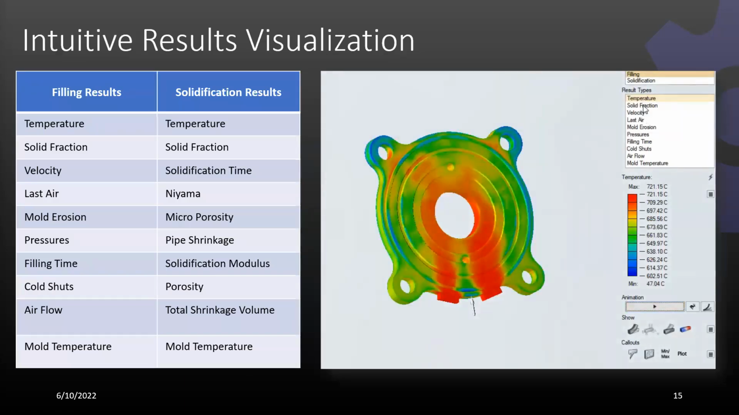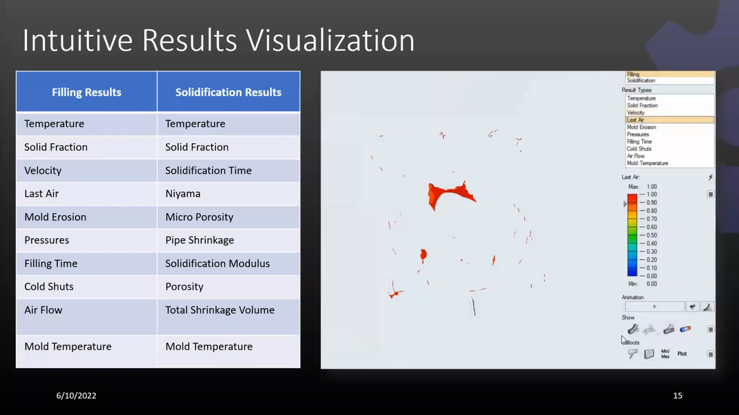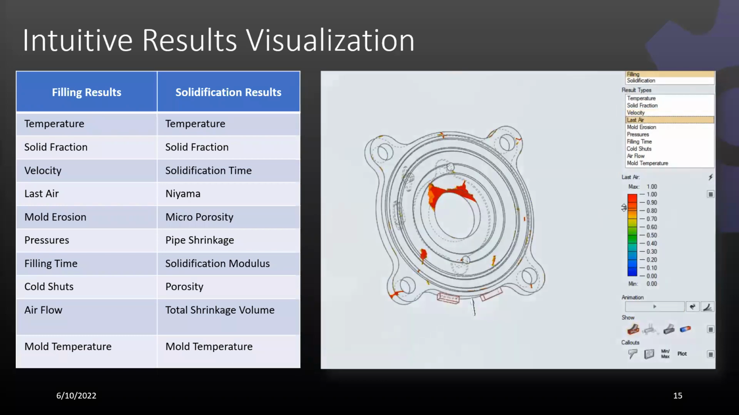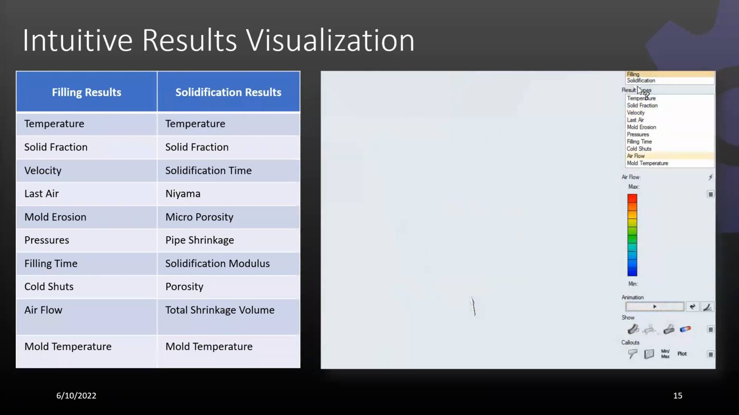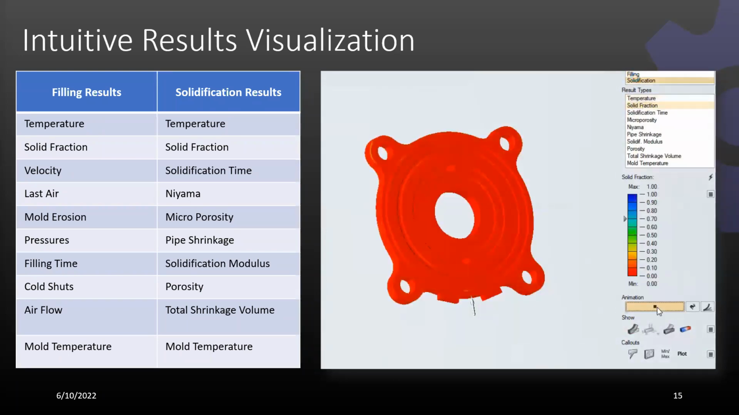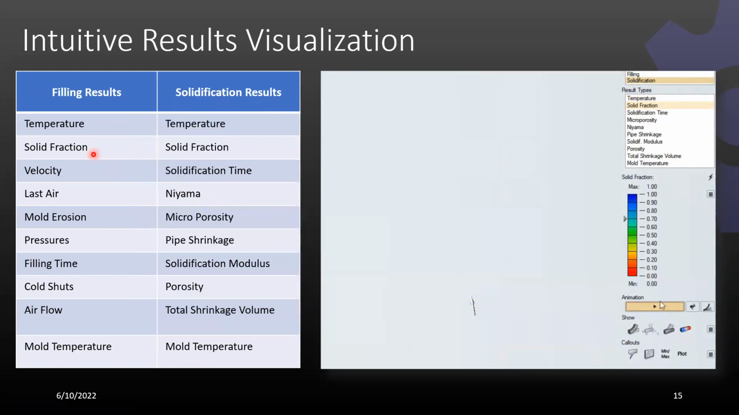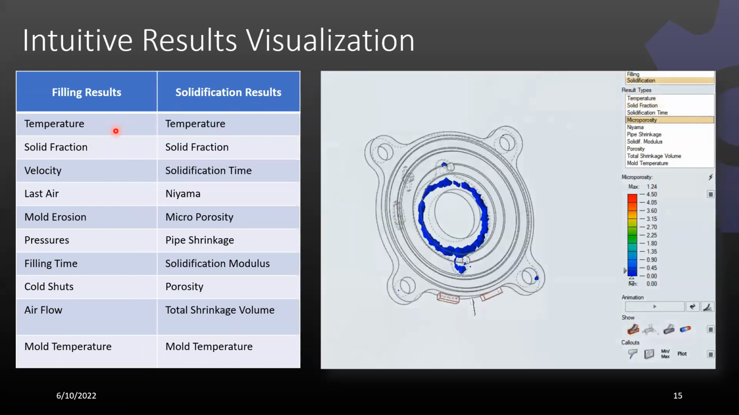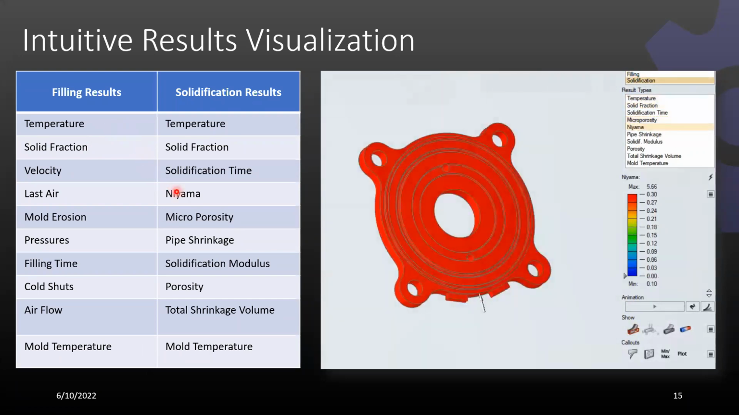So once you've done your analysis, what would the result visualization be like? You have 2 types of analysis that you can run. One is filling analysis and another one is solidification analysis. Here on the left you have a table that depicts all the kinds of results that you can capture from this analysis. As you can see, you have a wide variety of results that you can see from here.